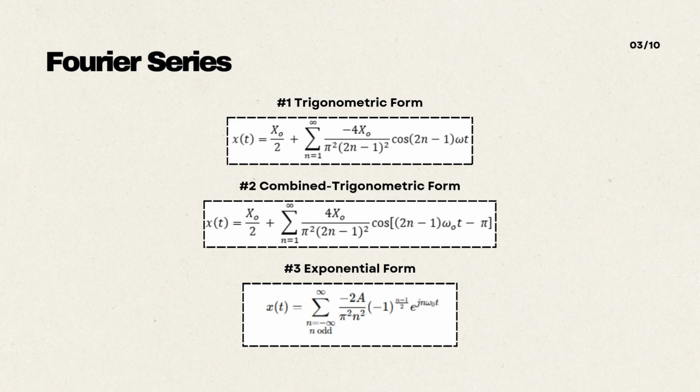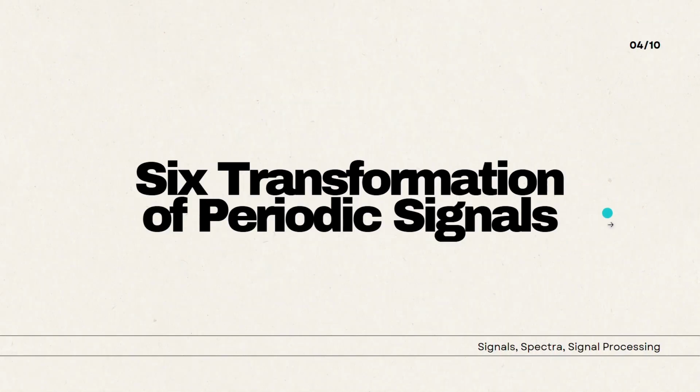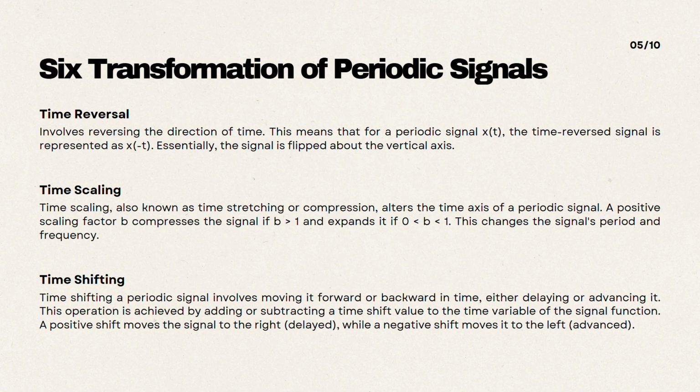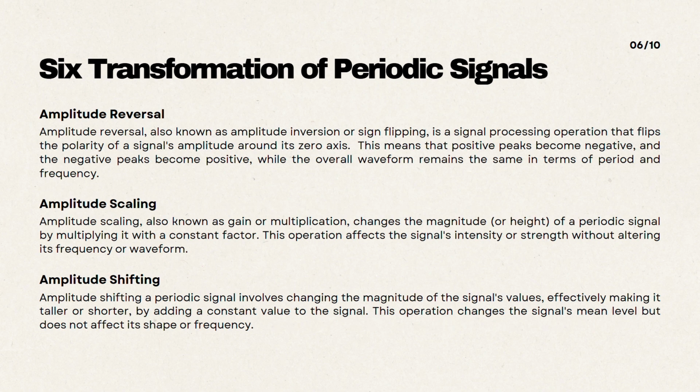waveform. Each of these representations gives us a different mathematical lens to understand and analyze the triangular wave, whether you're working in time, frequency, or phase. So now we're going to talk about the 6 transformations of periodic signals. These contain: time reversal, time scaling, time shifting, amplitude reversal, amplitude scaling, and amplitude shifting.